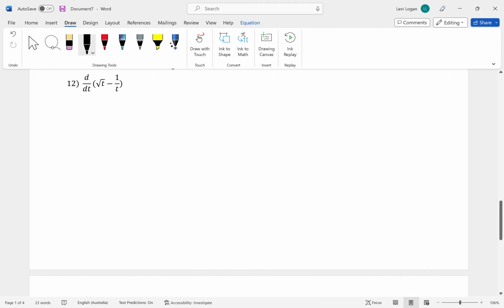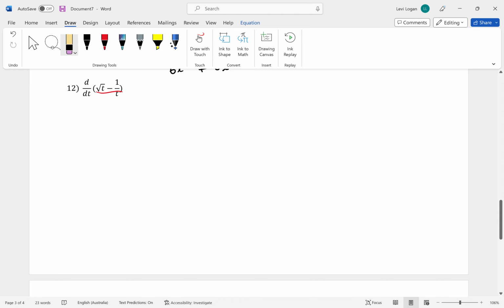Alright, question 12, our last question of the video. Find the differential of this pretty much. I think my computer is overheating again, that's why it's lagging quite a bit. So if you want d/dt of the square root of t minus 1 over t, we're just going to change how the inside looks. So square root of t is the same as t to the half, so finding the derivative of t to the half minus t to the negative 1, okay?